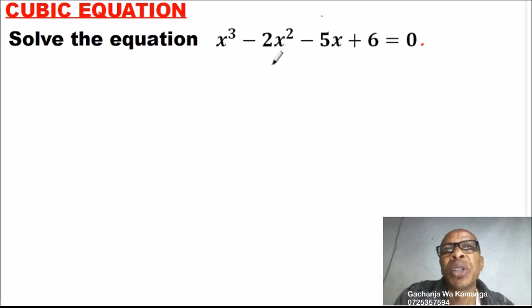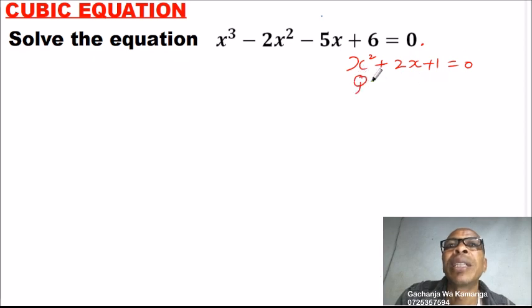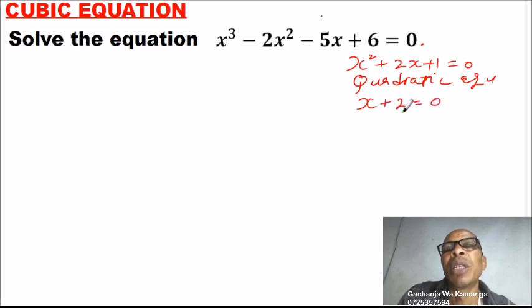A cubic equation is one in which the variable x is raised to power 3. If it is raised to power 2, for example x squared plus 2x plus 1 is equal to 0, we call it a quadratic equation. If it is raised to power 1, for example x plus 2 is equal to 0, this is a linear equation, or an equation representing a straight line.